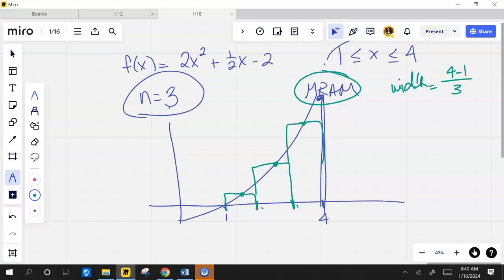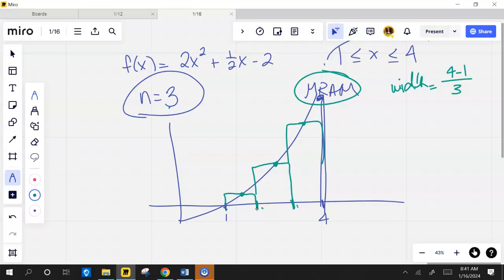I haven't seen anything very confusing with that. The ones I've seen have been very straightforward, in a part B of an FRQ: explain why LRAM is an under or overestimate of this, and you would have to talk about the concavity. So here, that's all I asked you to do, right?